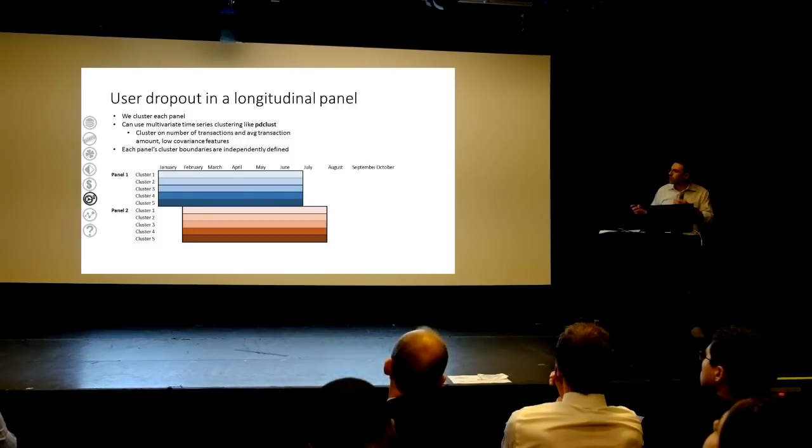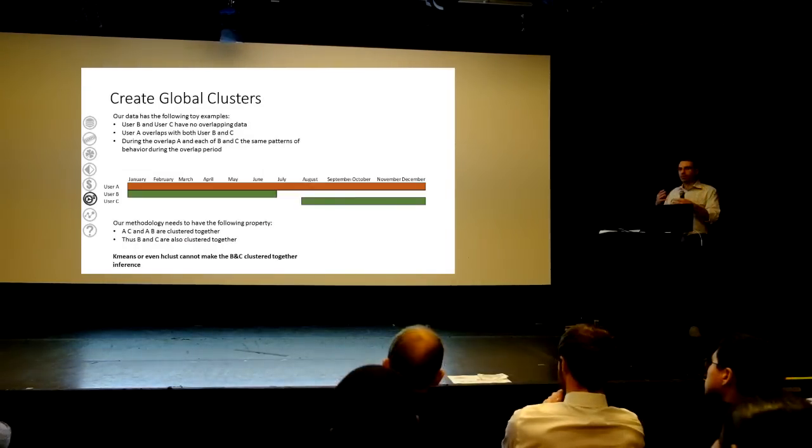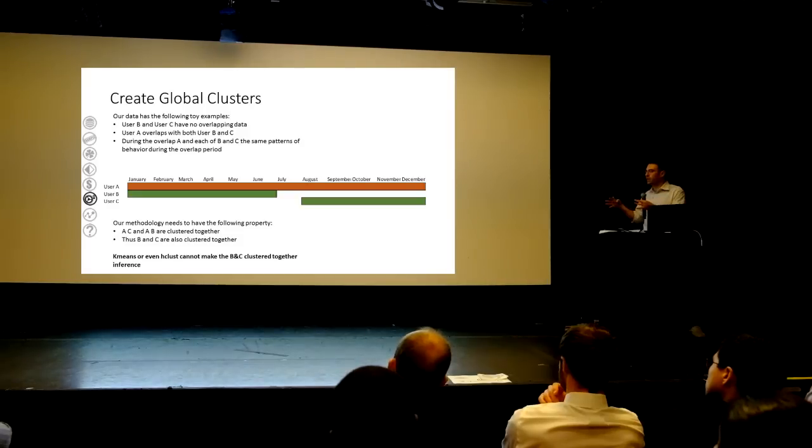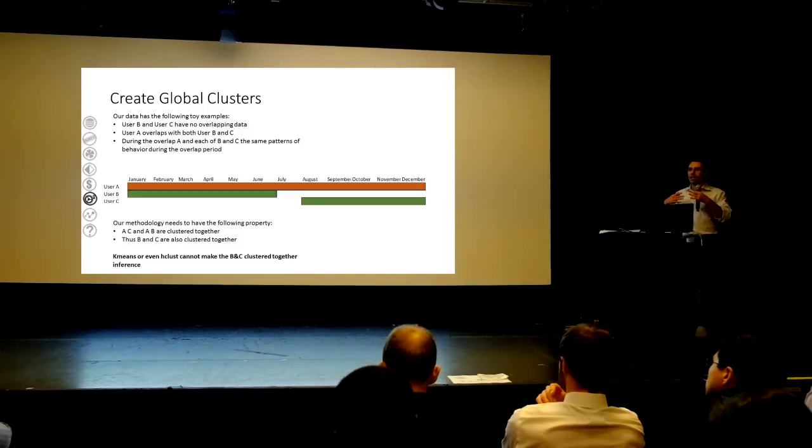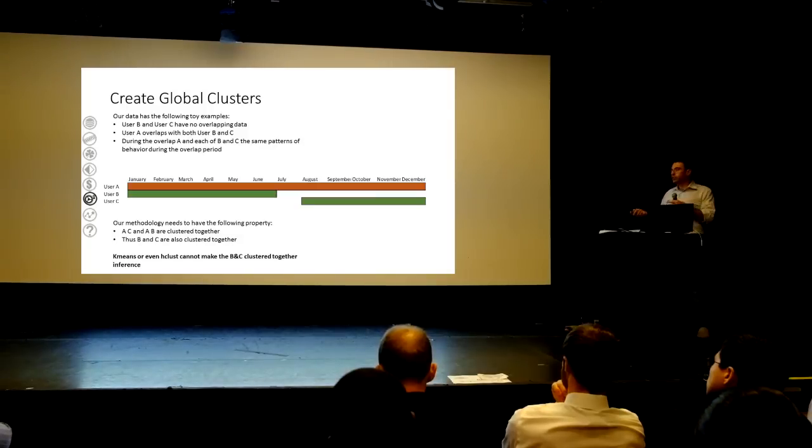Now we want to create global clusters of users. Let's say we have 3 users, user A, user B, and user C. User A has all their data, let's say for a year. User B has only the first half of the year, and user C has only the second half of the year. So user B and user C actually have no distance metric between each other. They have no overlapping data. But during the overlap, user A's behavior is very similar to user B, and during the overlap, user C is very similar to user A. Given the information that we have, let's assume that we can put user B and user C into the same cluster.